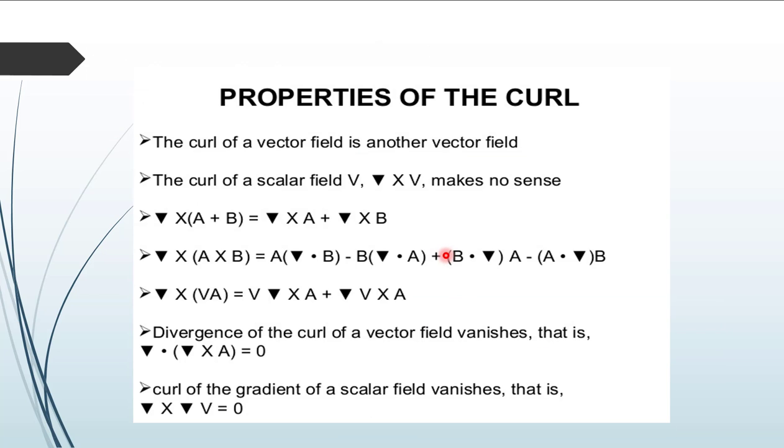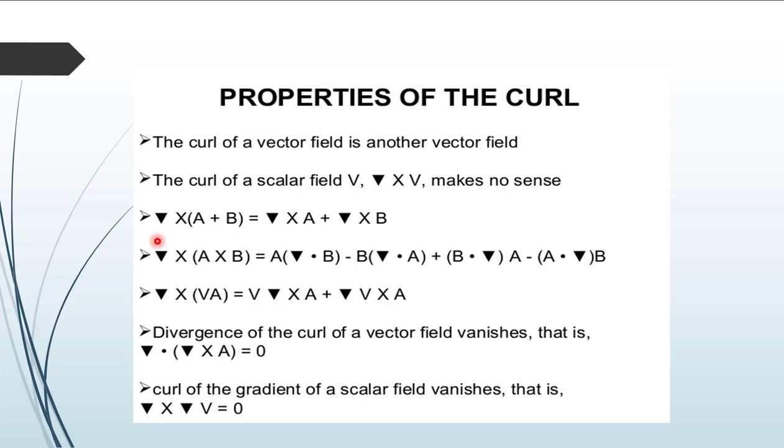Now there are some properties of the curl, because we are going to use these properties in the next chapter maybe. So let us have a look at that. The curl of a vector field is another vector field. If you apply a curl to a vector quantity, then we'll get again a vector quantity. But if you apply a curl to a scalar quantity, that is del cross V, where V is voltage and voltage is a scalar quantity, there is no sense of applying a vector curl to a scalar quantity, because a scalar quantity doesn't have any direction, so we cannot apply rotation to that quantity. So there is no sense of applying a curl to a scalar quantity.